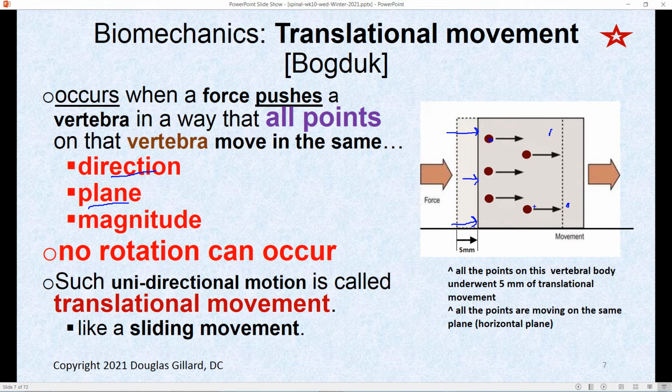And that's not true with rotation. So no rotation can occur when we're talking about this rule, though, because if rotation is occurring at the same time, then these points can move different degrees.